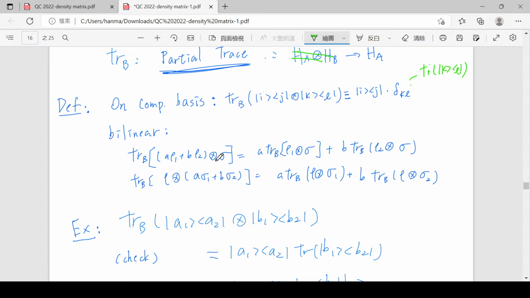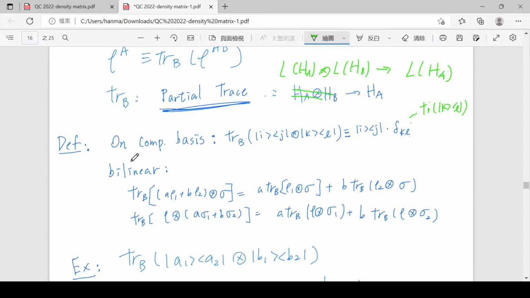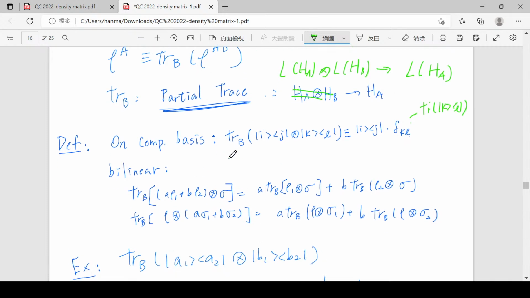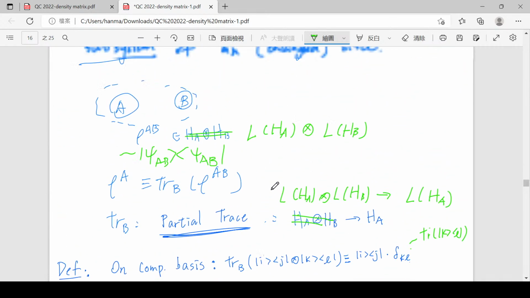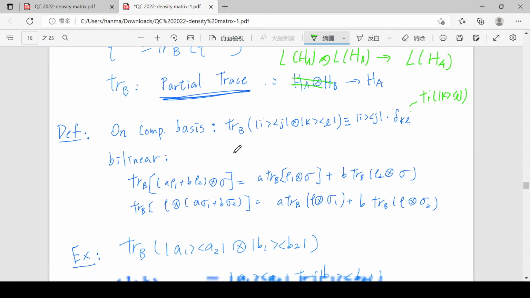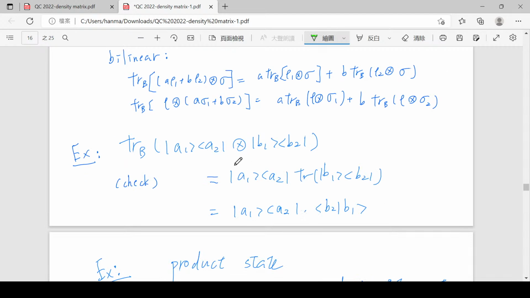Just from those three relationships, you can see that partial trace of everything is defined, because you can decompose any density matrix as a summation of those basis elements, and just use this bilinear relationship to expand out everything. And okay, so that's a very axiomatic definition, and we can see some examples.